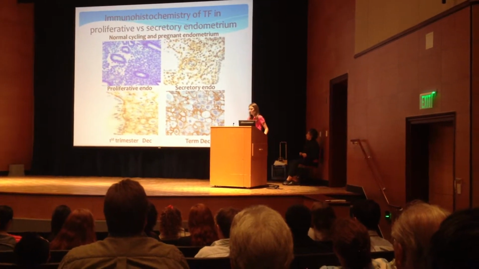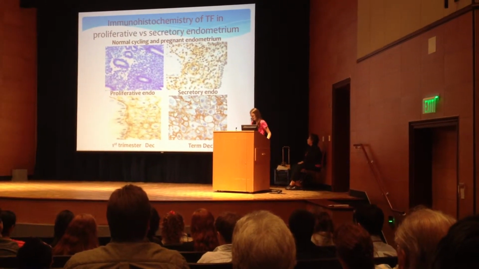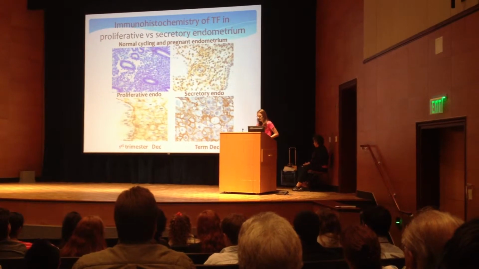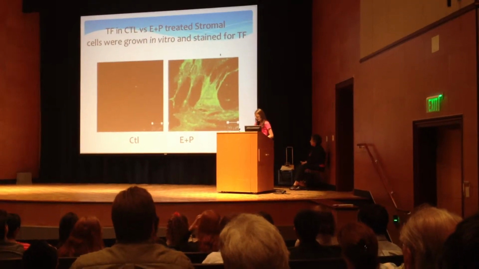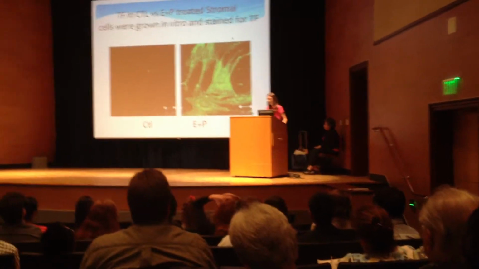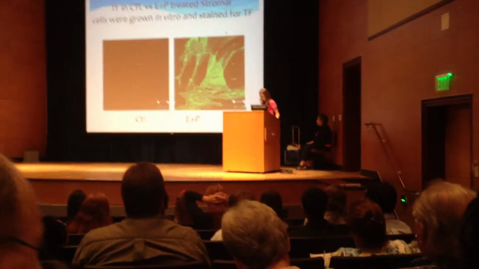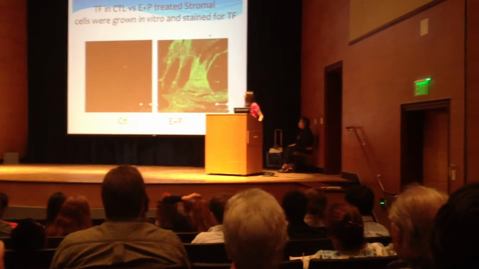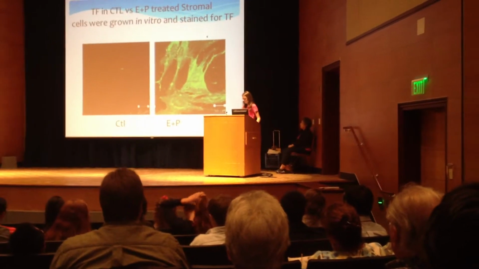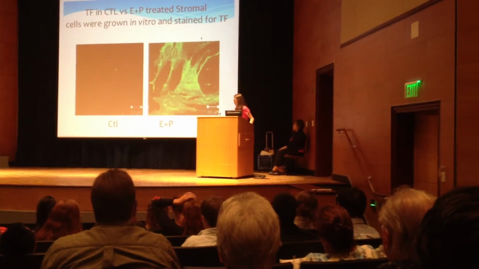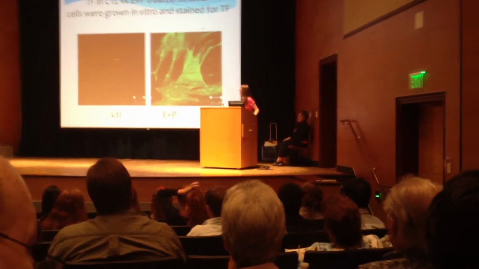However, once pregnancy occurs, tissue factor is only expressed to the membrane. So we wonder, how does this occur? Then we did an immunofluorescent antibody to the tissue factor. As you can see from the first picture on the left, this was a control for stromal cells that were grown in vitro. So there was little to no staining.